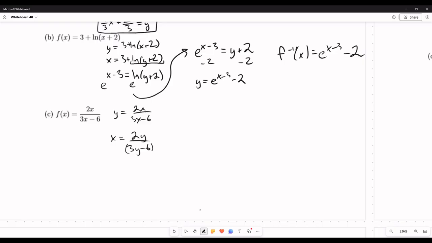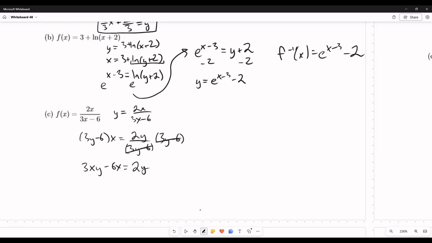Sometimes I might have something added or subtracted, and if that's the case, then I want to make it so that this is just a fraction before I do that. But that's not the case here. I just have 2y over 3y minus 6, so I can clear the fractions by multiplying by 3y minus 6 to both sides. If you have to add or subtract something first, that means you're going to have to FOIL when you do this. So be careful. Those cancel, and I end up with 3xy minus 6x equals 2y.